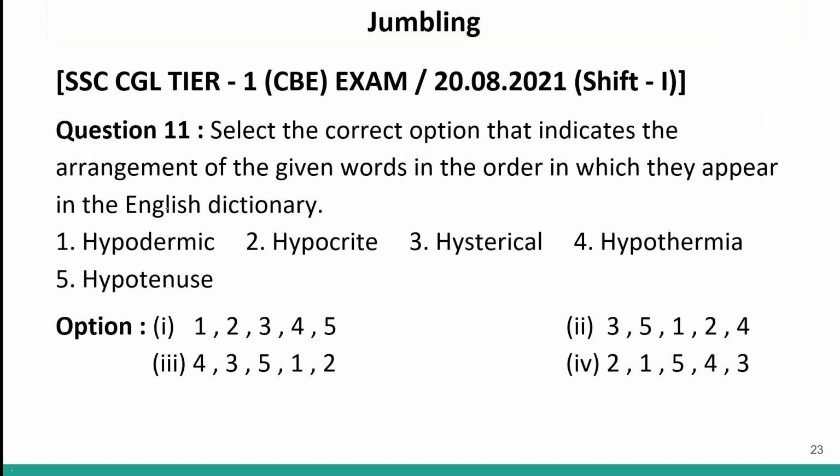Okay. Question number 11. 5 words. Hypodermic, hypocrite, hysterical, hypothermia, and hypotenuse. So I can see HYPO being common in these 4 words. Only this is different. So until HY, it is common in all. So the first HY is common in all. Now, S is how much? S is 19. And P is how much? P is 16. After this, O is common in all. Correct?